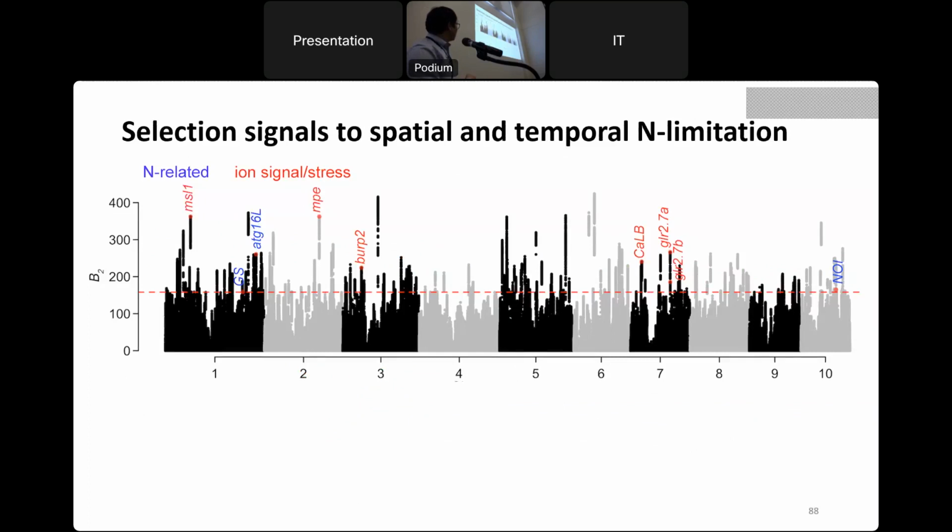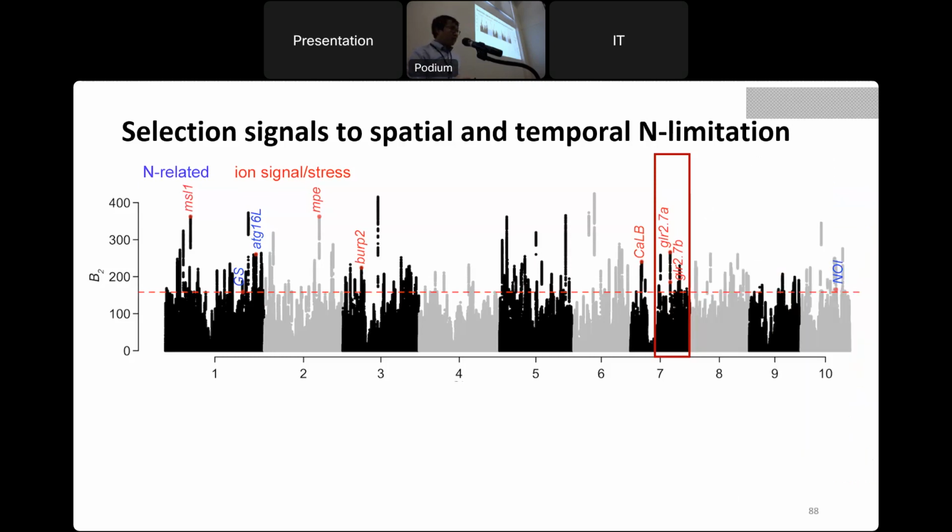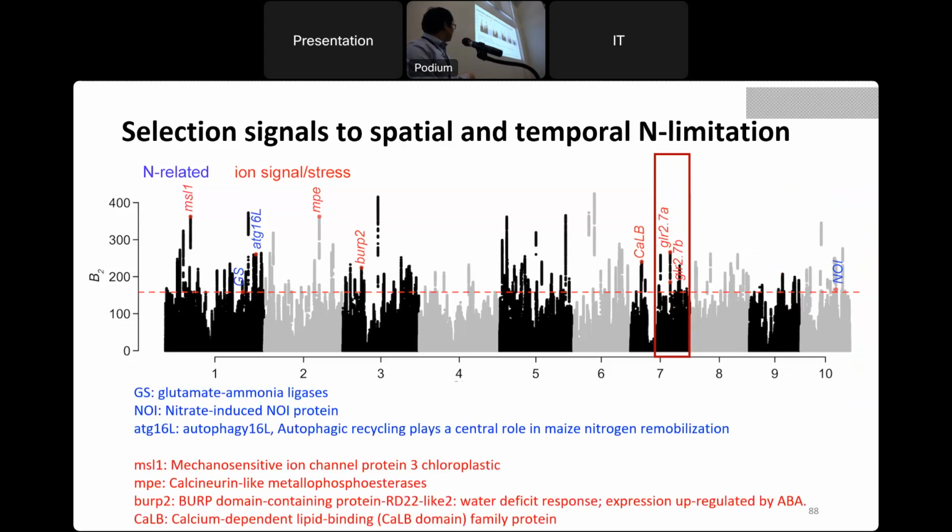So we identified, very interestingly, a number of nitrogen related genes. If you take a closer look at this, we identify that GLR again, but this is a different GLR. So our previous GLRs here, 3.4. Here we have a GLR 2.7 A and B, again, clustered together. Very interesting. And we also identify glutamate ammonia ligase gene, nitrate reductase protein, and some calcium signaling gene.